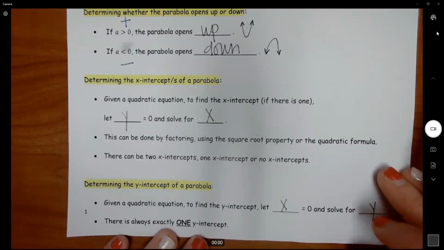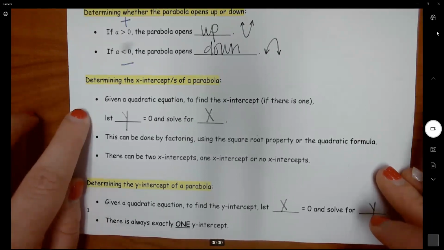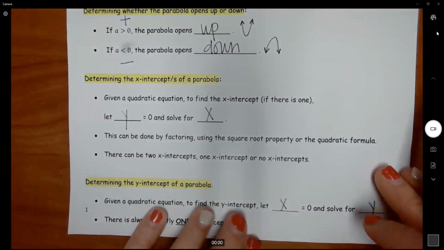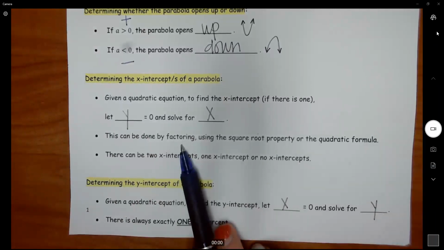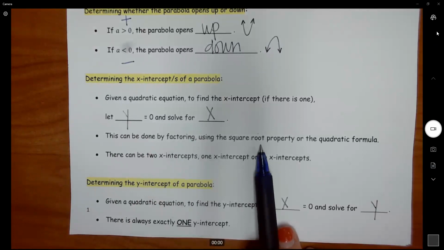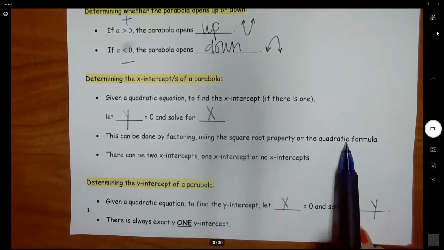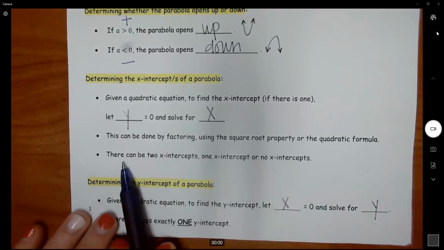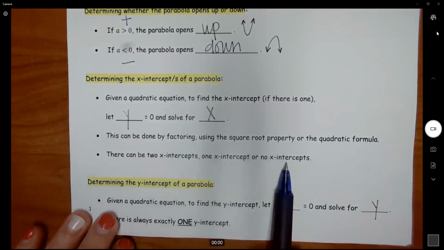We're also going to need to find the x-intercepts of the parabola. Given the quadratic equation, you find the x-intercept, if there is one, by letting y equal 0 and solving for x. We have three ways to solve quadratics: by factoring, using the square root property, or square root method, or the quadratic formula. We are going to be using all three of these for finding the x-intercept. With the x-intercepts, there can be as many as 2. There can be 1, or there can be none.